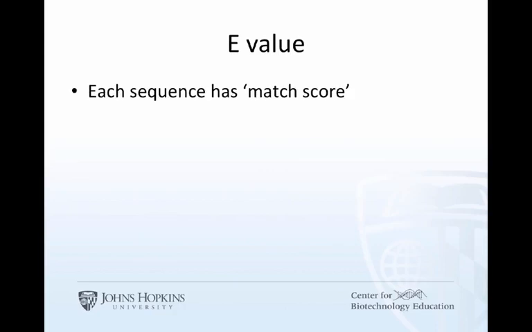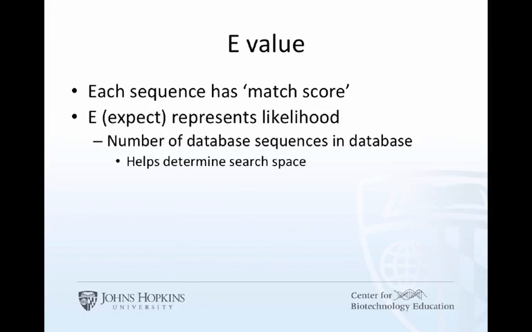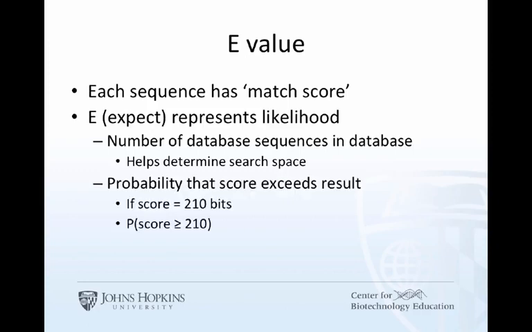In BLAST or any database search, each sequence is going to be aligned and has a match score. That match score is a raw score that's based on the substitution matrix, the matches and the mismatches, and the gap penalties. First, let's examine the number of events. As we saw, that matters. That is the database size or the search space. Now let's see how rare your match score is. For instance, if the score is 210 bits, the first question you ask is, what is the probability of getting a score above 210? So in other words, how hard is it to get 210 or more?